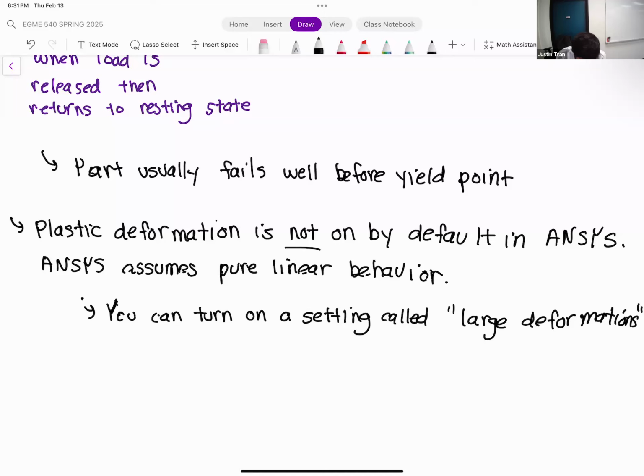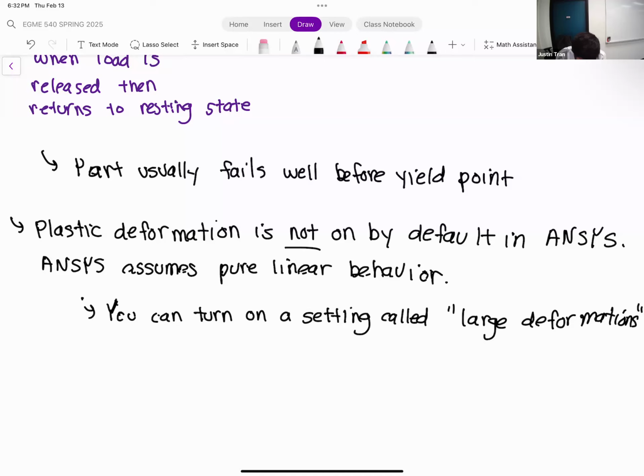We either turn them on or off. Turning large deformations on will basically allow for non-linear deformations, essentially plastic deformations. But if you have it off, then ANSYS is going to assume pure linear. So you can turn this on, and in fact, once I tell this to people, some people just turn it on all the time, and that's fine. Just be aware your simulations will be a little bit more costly. Okay, any questions on this?